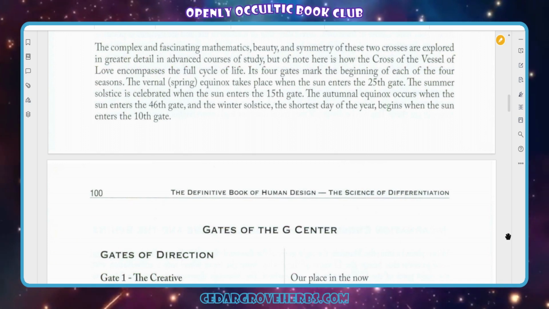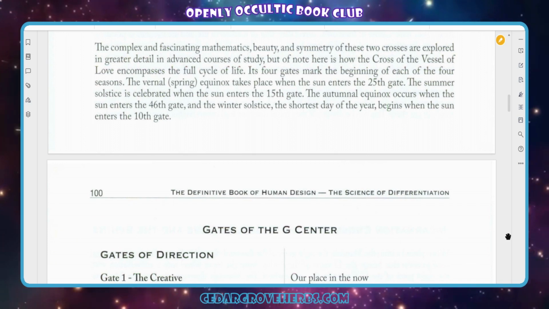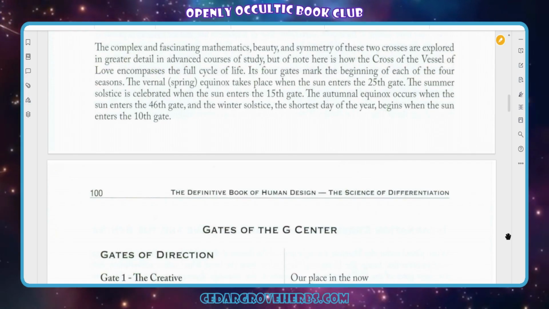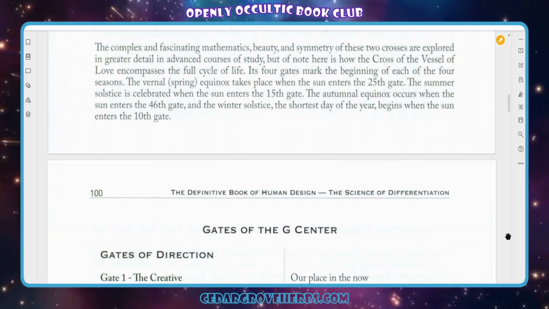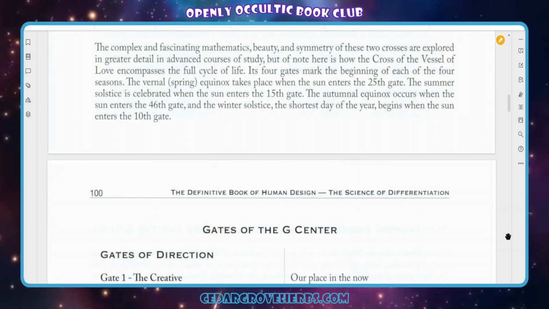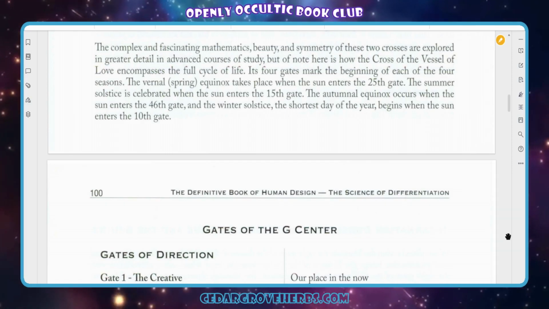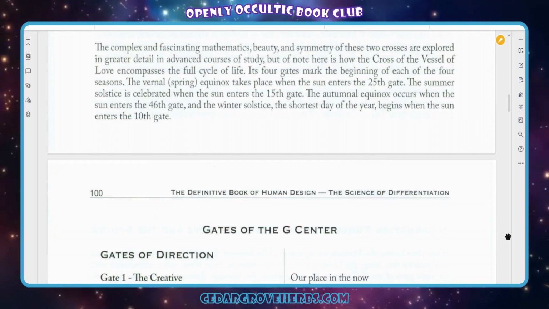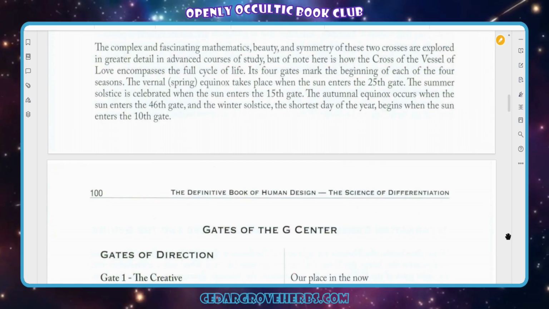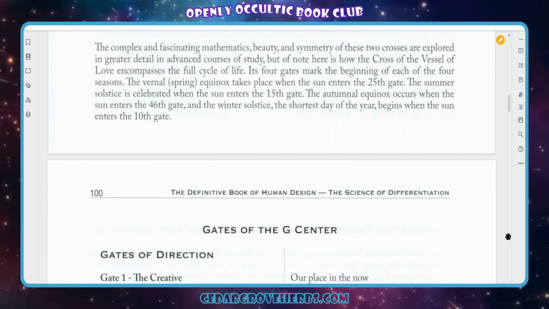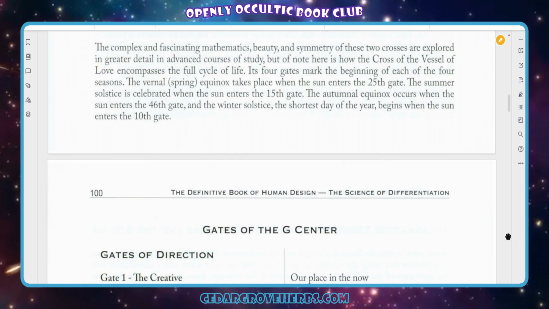Okay, so we'll get into these incarnation gates later on in the book, of course, but if you have pulled your human design chart, depending on where you pulled it from, it should tell you what your incarnation cross is. Mine is called the cross of the vessel of love, 2. So there's 2 crosses of the vessel of love, and mine's part 2. So we'll get to all that later.